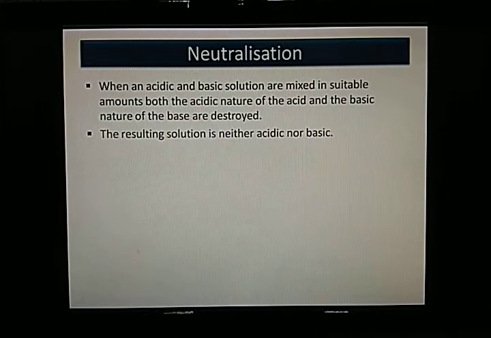Whenever we react an acid and a base, the product solution that we get is neither acidic nor basic. But remember, the amount of acid and base has to be equal. Only then will we get a neutral solution.